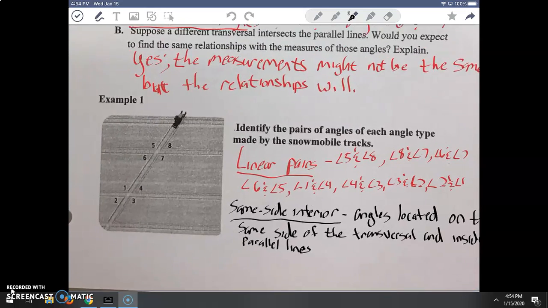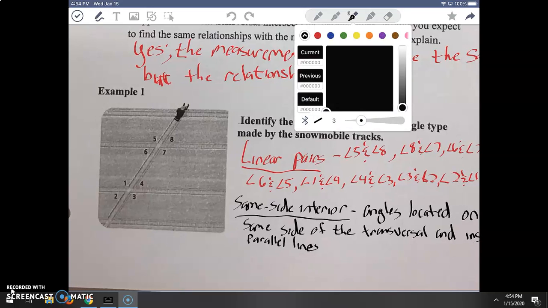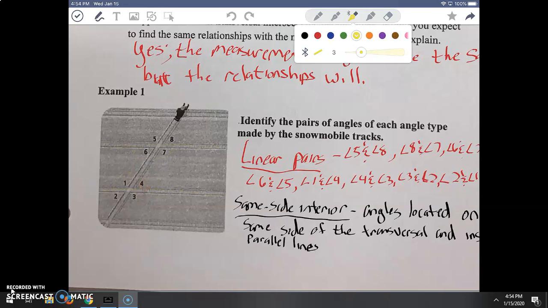A couple of examples of those would be angle 7 and angle 4. They are on the same side of the transversal, but inside the parallel lines. Another example of same side interiors would be 1 and 6, and we'll go into their relationship a little bit later. Okay, so the next thing we'll go over is what we call corresponding.